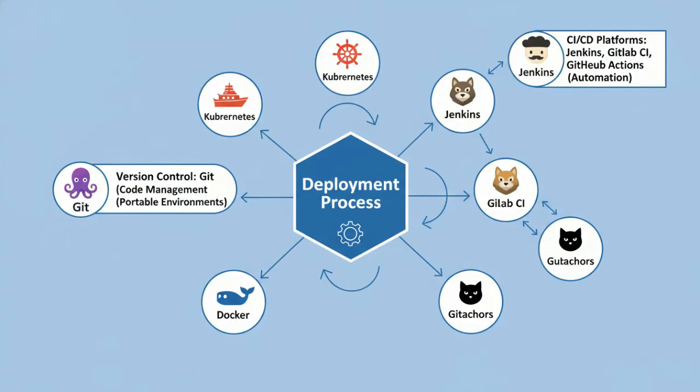Containerization, led by Docker, packages applications and their dependencies into portable, isolated units, ensuring consistency across environments. This is often coupled with container orchestration platforms like Kubernetes, which automates the deployment, scaling, and management of containerized applications. Other tools include configuration management systems like Ansible, infrastructure as code tools like Terraform, and monitoring solutions.